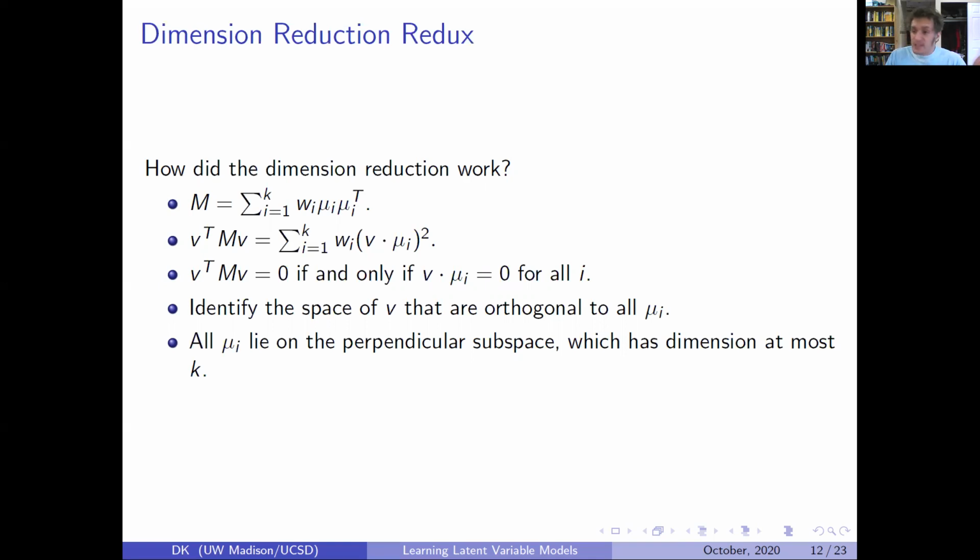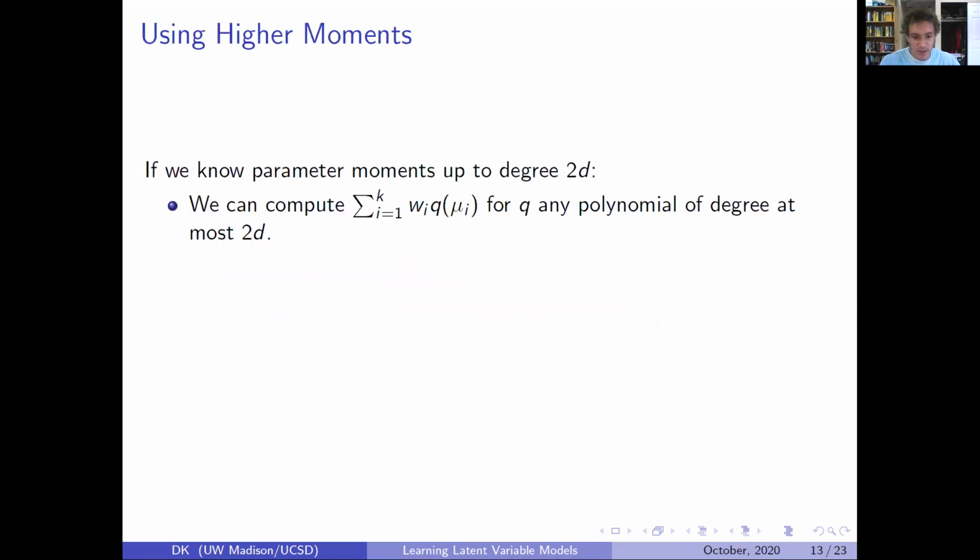Now, you can identify from M the subspace of all of these v's. And you'll note that since each mu_i imposes only a single linear condition, this is a codimension-at-most-K subspace. And we know that all of the mu's lie in the orthogonal complement to this subspace, which is some subspace of dimension at most K. And so that's sort of how this dimension reduction works. But how can we use this to take advantage of higher degree moments?